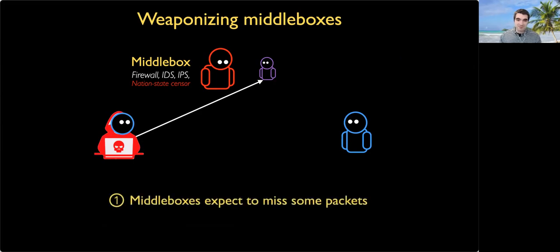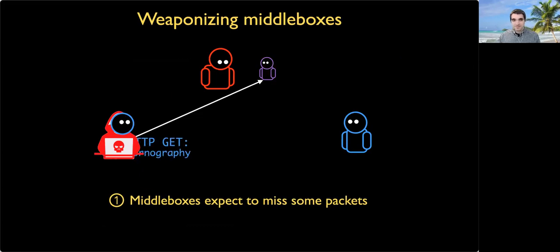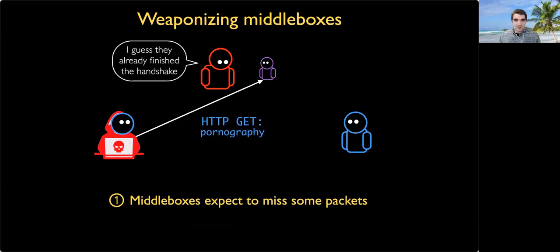First, Middleboxes expect to miss some packets. There could be asymmetric routes, routes that change, load balancing, etc. So for example, if this Middlebox sees a request for pornography without seeing a three-way handshake, the Middlebox must often just assume that it missed it. Because after all, why else would a client send a perfectly well-formed request for pornography without a three-way handshake?